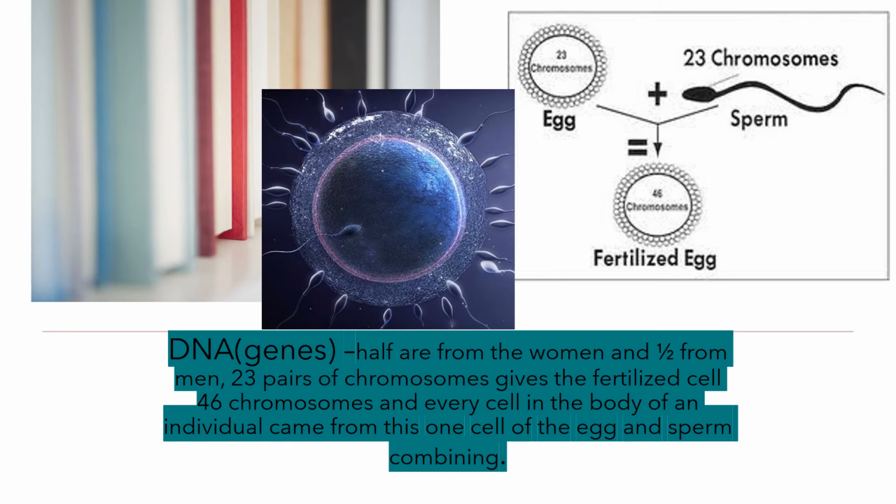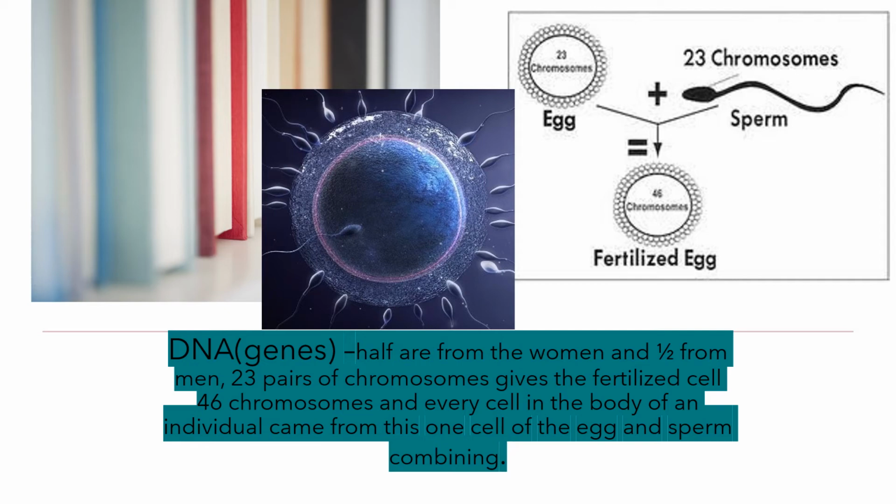Okay, so now that you've looked at the female and male reproductive parts, the female has an egg, and men create sperm. Each of these has 23 chromosomes, which is half of what a normal cell in your body would have. So once the sperm combines with the egg, there will be a total of 23 pairs, or 46 chromosomes.